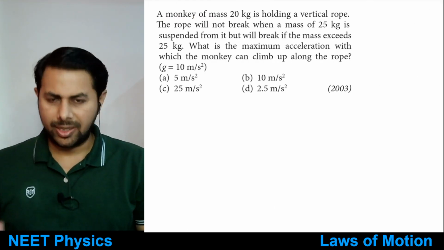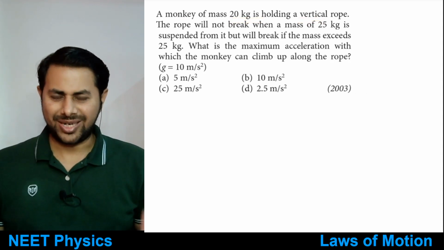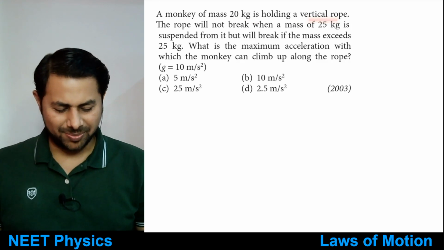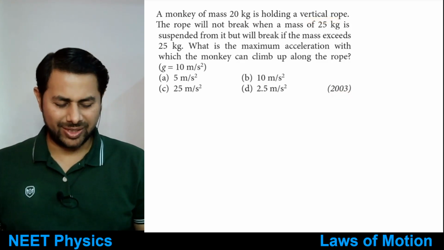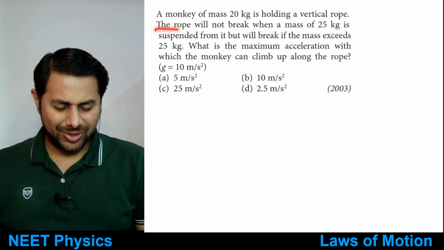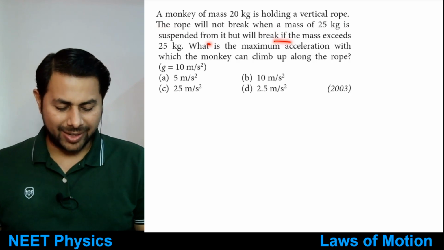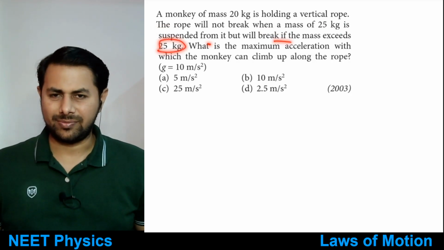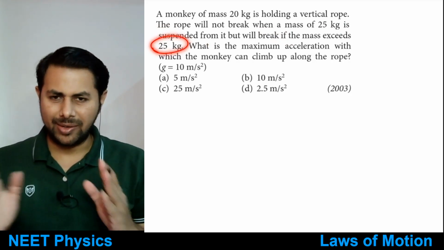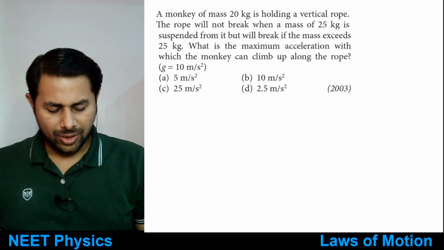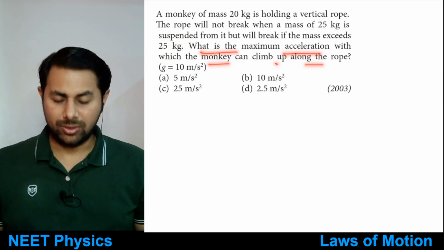A monkey of mass 20 kg is holding a vertical rope. So the branch is changed to a rope, a vertical rope. This is a better approximation, right? Because branches are not always vertical. The rope will not break when a mass of 25 kg is suspended from it, but will break if the mass exceeds 25 kg. So what is the breaking strength or breaking tension? It is 25 kg weight, right? What is the maximum acceleration with which the monkey can climb up along the rope?